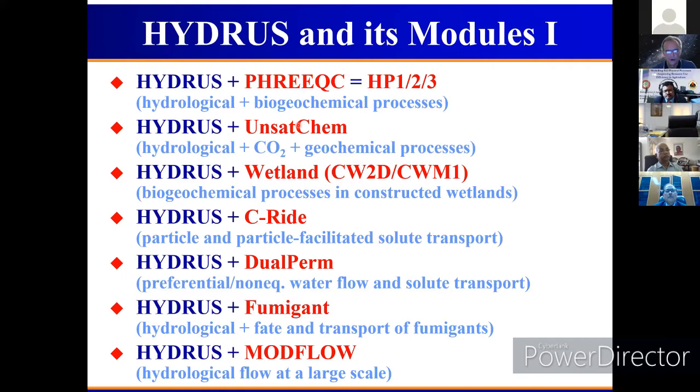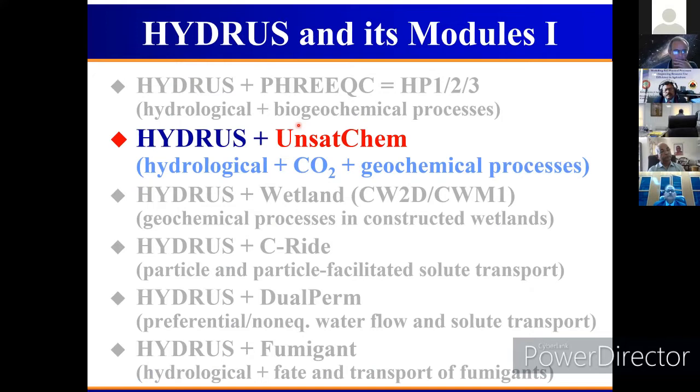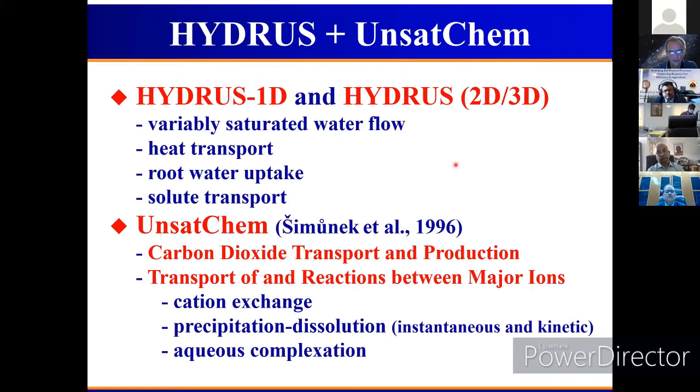So the UNSATCHEM model can be used to simulate transport of carbon dioxide, but also geochemical processes between major ions. So we can simulate carbon dioxide transport and production, and then transport of major ions and reactions between them, such as cation exchange, precipitation-dissolution, aqueous complexation, and so on. And so this module can be used, for example, to evaluate the sustainability of various irrigation systems, soil salinization, soil reclamation, and so on. So it's mainly geared towards dealing with soil salinity.